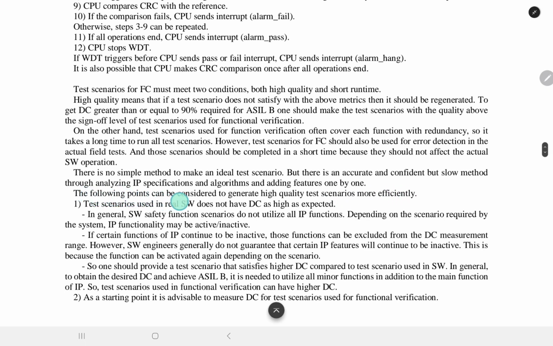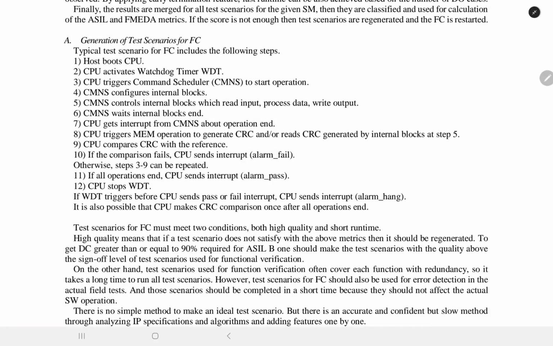The test scenarios used in real software do not have DC as high as expected. In general, software safety function scenarios do not utilize the IP functions, depending on the scenarios required by the system, and IP functionality may be active or inactive. On the other hand, the test scenario used for function verification often covers each function with redundancy. It takes long to run all test scenarios.